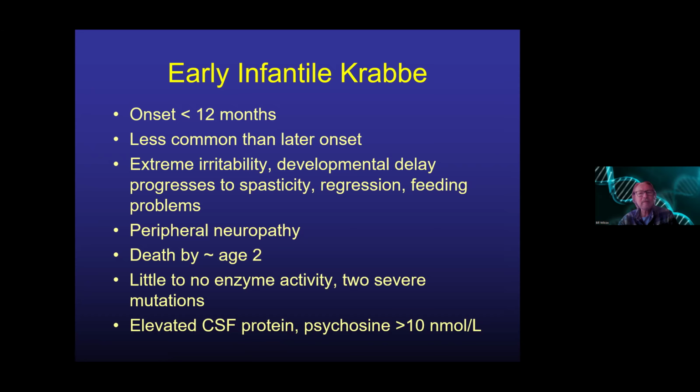They present with extreme irritability, developmental delay. They progress to spasticity. They regress and have feeding problems. They have a peripheral neuropathy, and they die by age 2, unless you're putting them on ventilators or something. They have little to no enzyme activity and 2 severe mutations. They have elevated CSF protein, and their psychosine on the newborn screening or shortly thereafter is greater than 10 nanomoles per liter. So that's the cutoff that we use to determine urgent transplant or not.